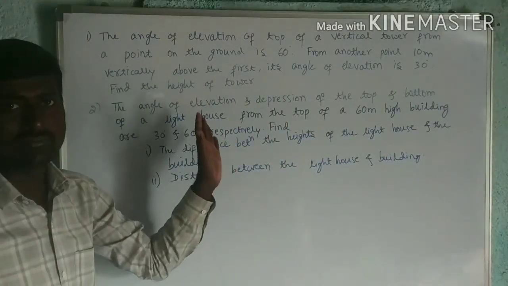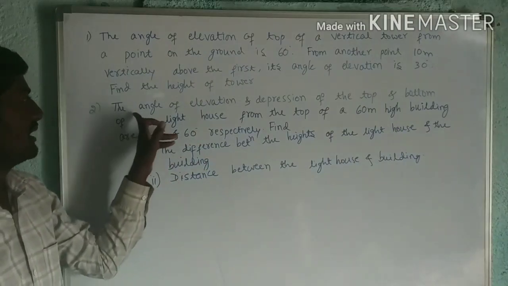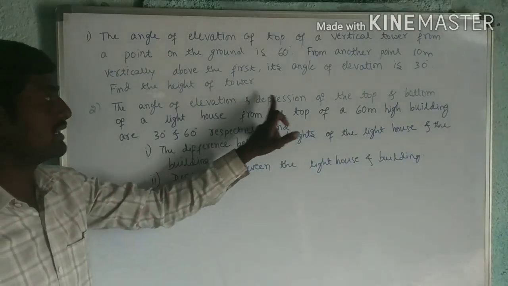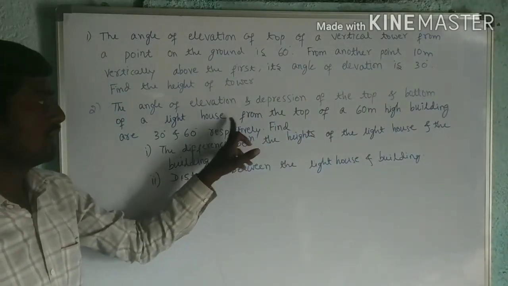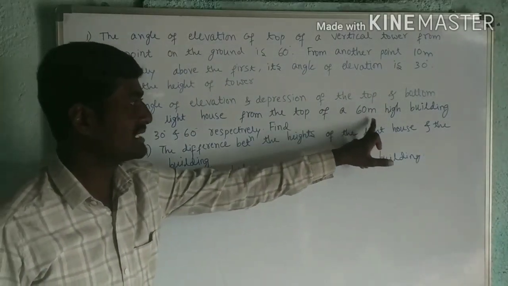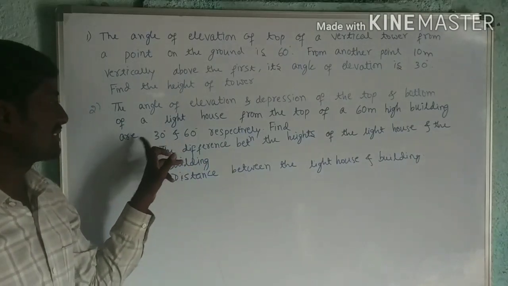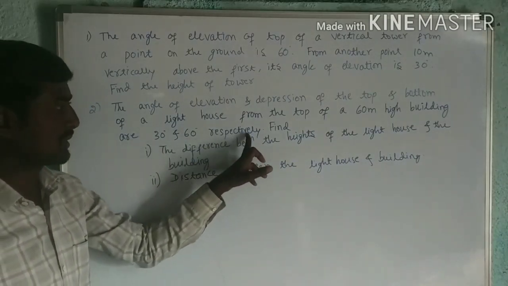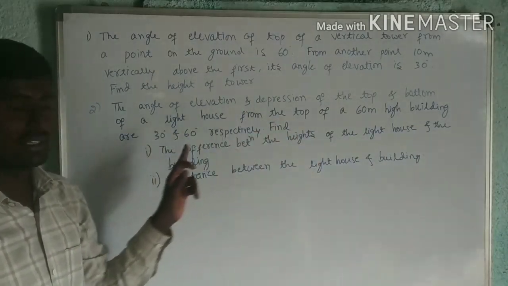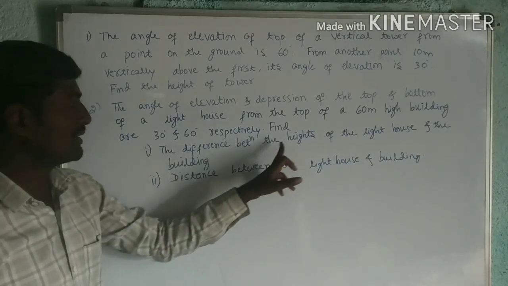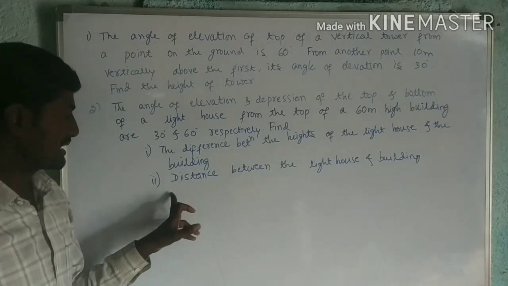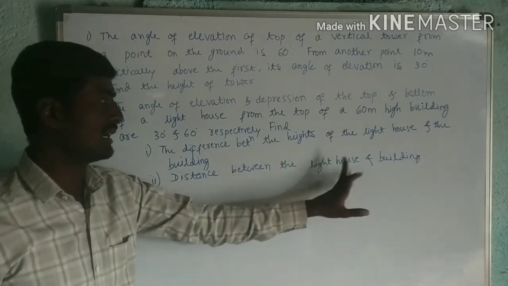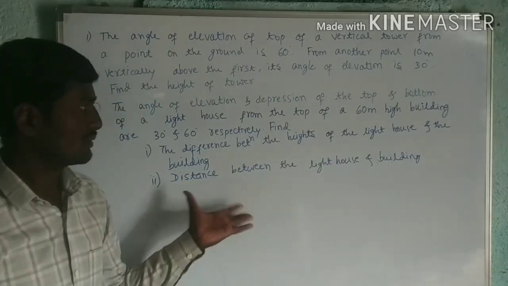This is the first question. Then you try the second question also. The angle of elevation and depression of the top and bottom of a lighthouse from the top of a 60 meter high building are 30 degree and 60 degree respectively. Find, first, the difference between the heights of the lighthouse and the building. Next, the distance between the lighthouse and the building. Okay, solve these two.